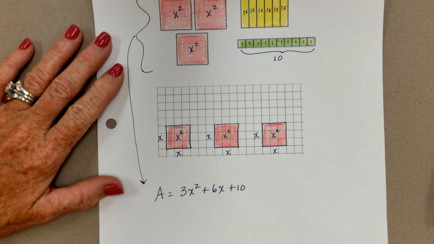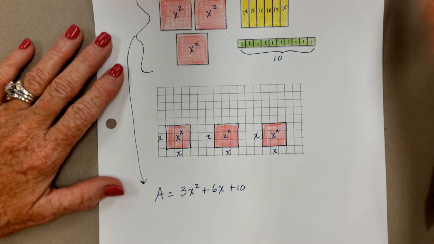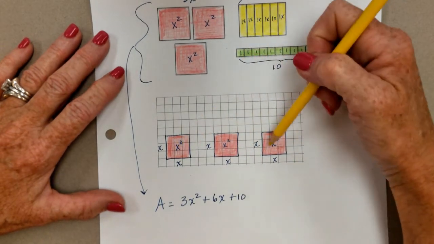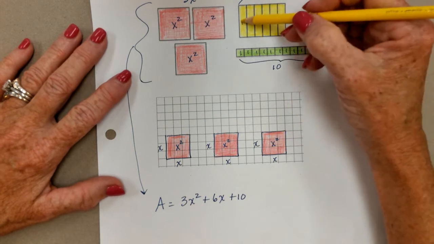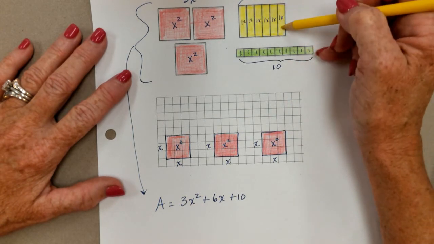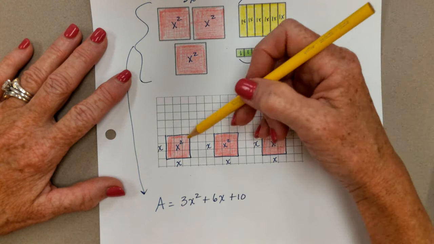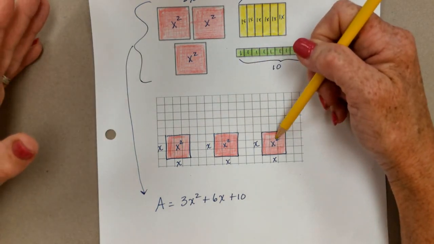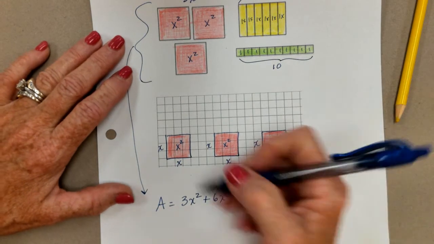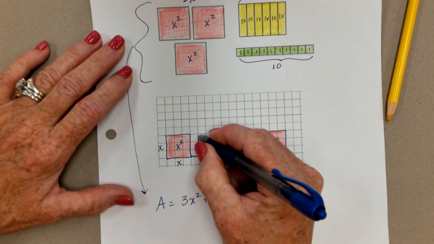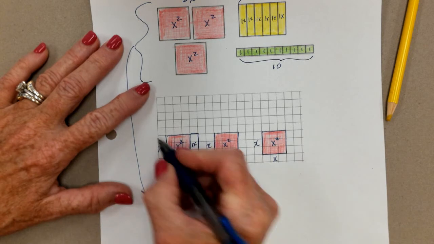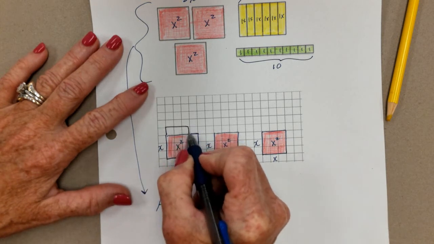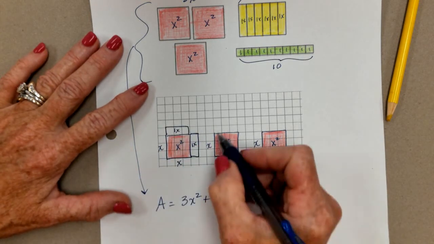Okay, now we got to figure out how many of these yellow strips to put on. We have 3 squares to start with, and 1, 2, 3, 4, 5, 6 of these guys. That means each of these is going to have 6 divided by 3, 2, which means we're going to have 1 on each side. So one of those 1x pieces here, and one of those 1x pieces there on each of them.